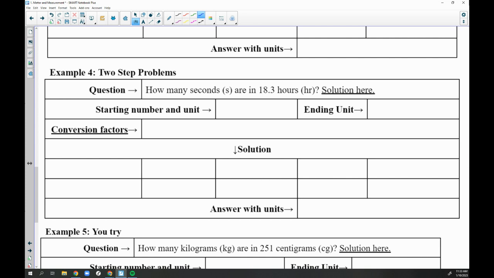In this one, the question is, how many seconds are in 18.3 hours? So you've been given 18.3 hours. We're trying to convert that into seconds. So my starting number in the unit is 18.3 hours. My ending unit is seconds. If we knew the relationship between those two, we could do this in one step. But you probably have not memorized that.